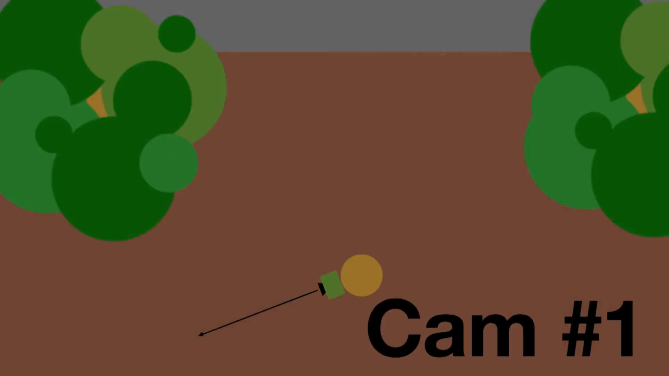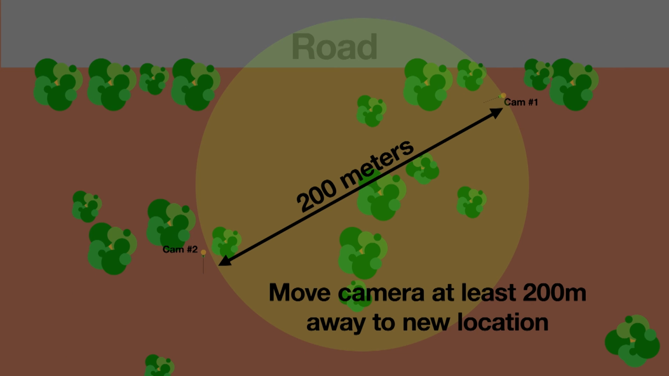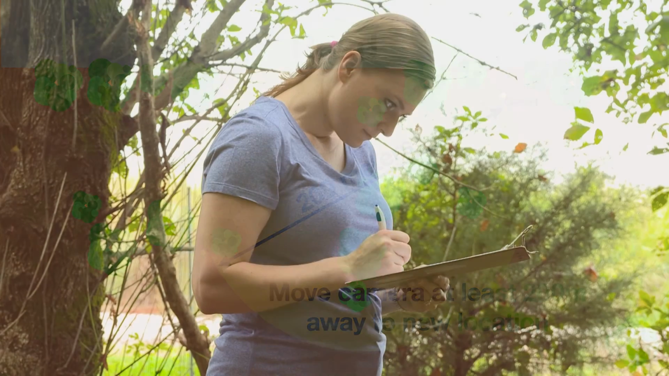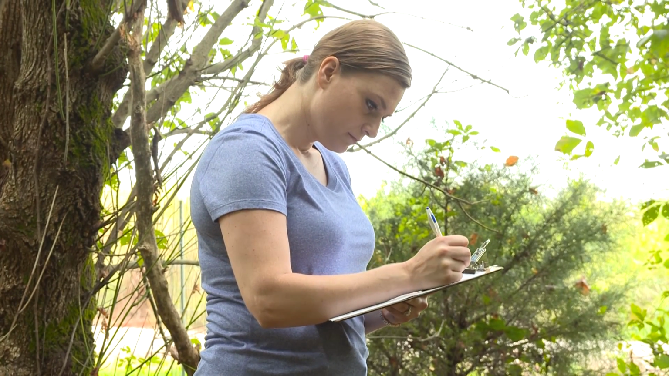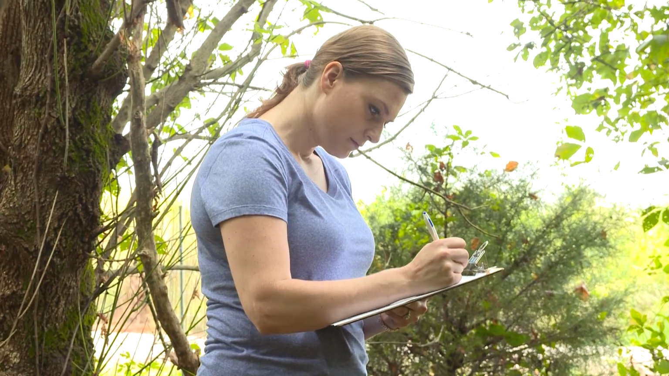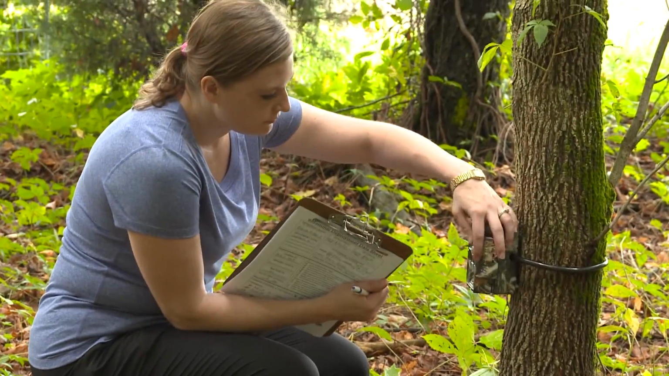If you are doing another camera deployment, move the camera at least 200 meters away to a new location, or if you are assigned a new GPS coordinate to that location. Make sure you fill out a separate new deployment sheet, switch out the memory card, and replace the batteries. If your camera is at the same location, you will still need to fill out a new deployment sheet.